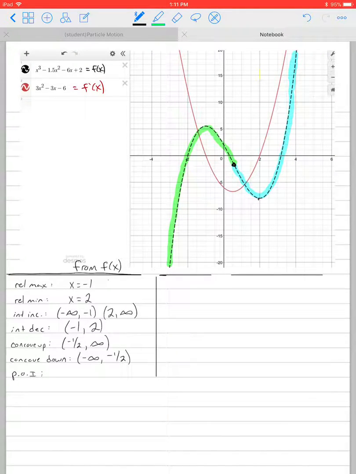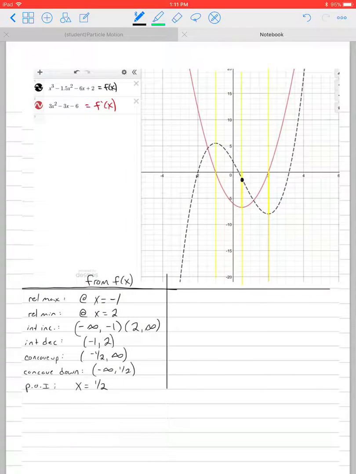My point of inflection is where I change concavity. Inflect means to change, so something has to be changing there. I'm changing from concave down to concave up, so that occurs at x equals 1/2. So that's what these things actually mean if I could actually see the original function.